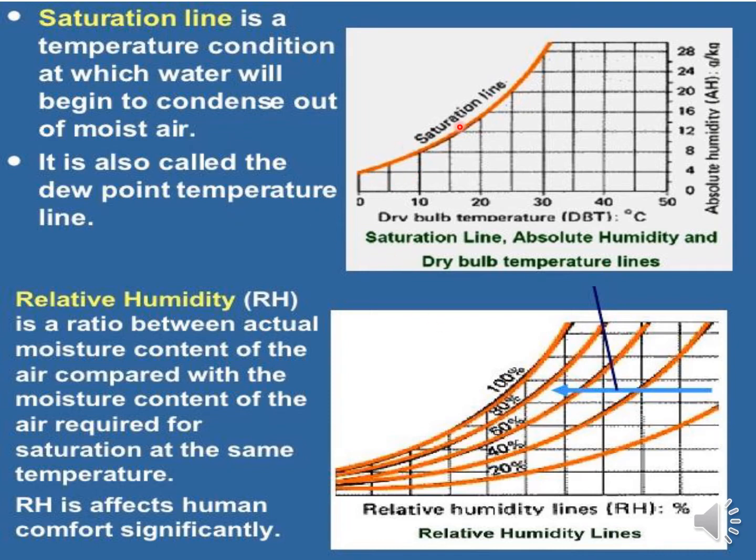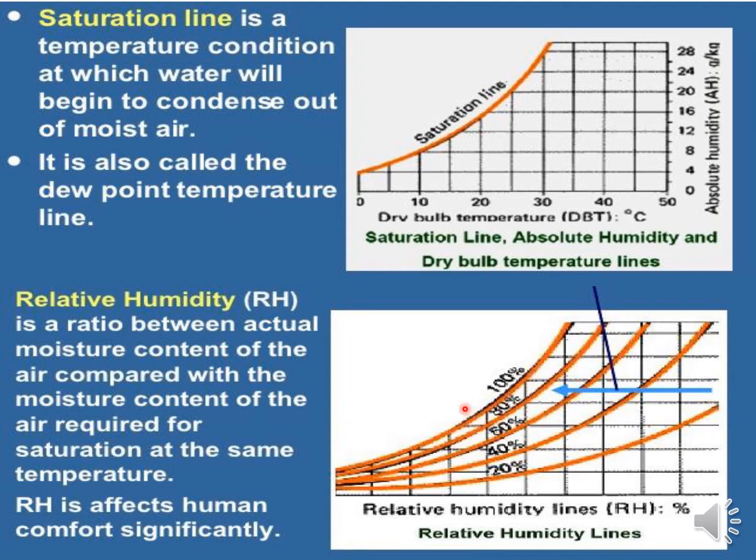Saturation line. So this is the saturation line we are seeing here. Saturation line is a condition at which water begins to condense out of moisture. It is also called the dew point temperature line. So on this curve only dew point temperature we can measure, that is called the saturation line. Relative humidity lines. So these are curved lines. I said already, it will be in percentage. So here 20, 40, 60, 80, 100 means it is called the saturation line. Means more than that you cannot add any more moisture in that air. So that is the saturation line.